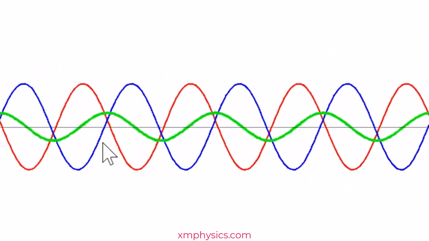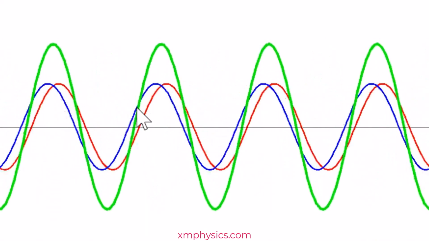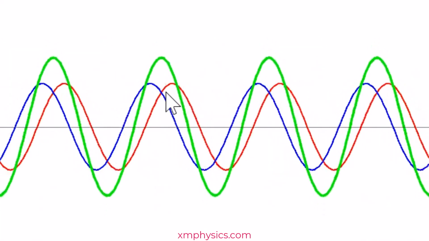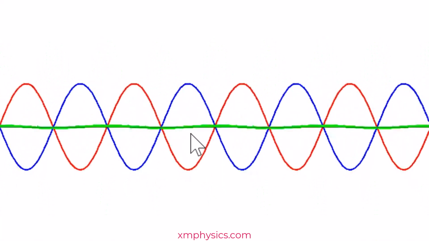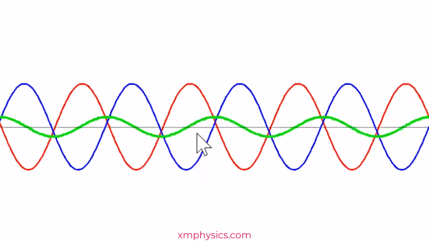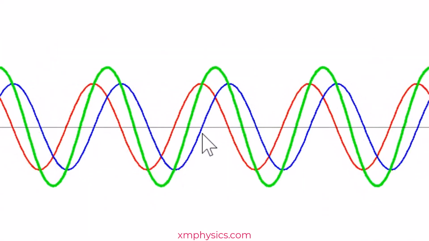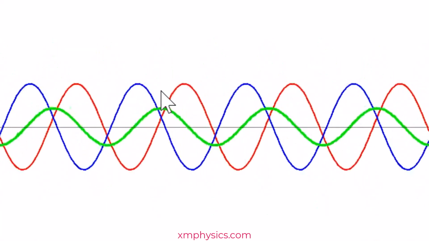Alright people, look here. We have a red traveling wave moving rightward, and we have a blue traveling wave moving leftward. These two waves are identical. They have the same amplitude. They have the same wavelength. The only difference is they are heading in opposite directions. Now make a guess. Who is the green wave?